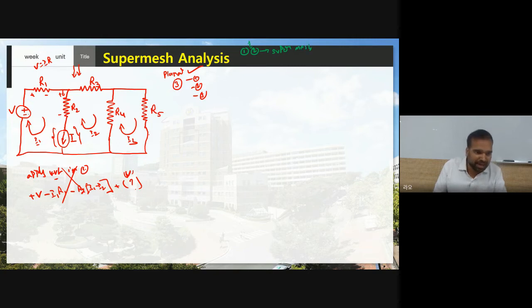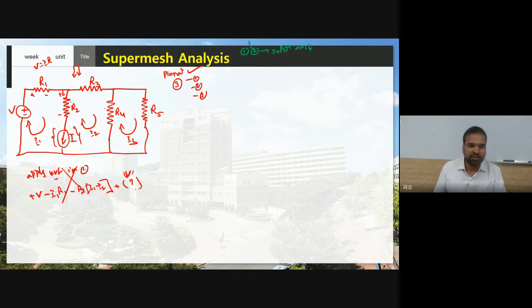Because see, if I apply KVL here, what happened? When you come to this current source, you don't know what the voltage is. Now if you apply KVL in loop 2, what happened? You know the voltage at R3, you know the voltage at R4, you know the voltage at R2, but when you come to the current source, once again you don't know the voltage. Then what do you have to do? You have to form a super mesh by using loop 1 and loop 2.